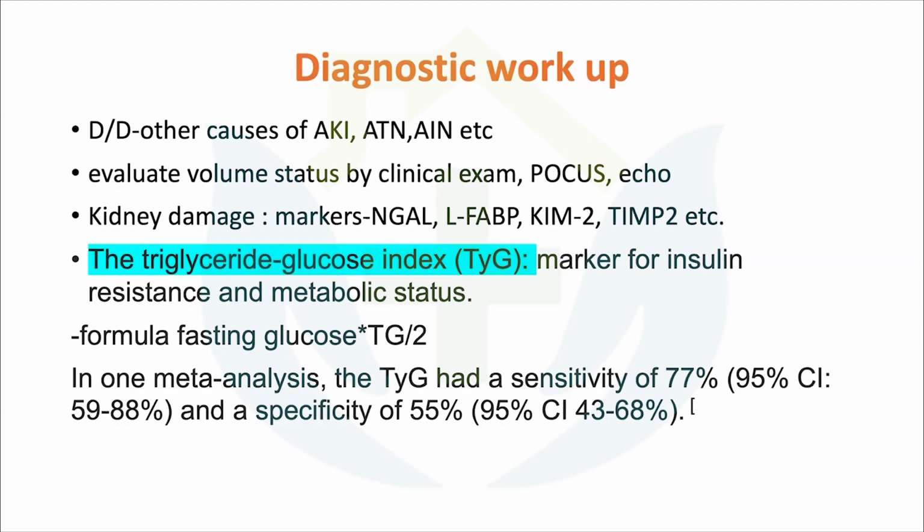What are the other diagnostic workup that we think of? So the diagnostic workup is the other causes of ATN or AKI we have to rule out. So differential diagnosis, like we have to send creatinine. If we are able to send, we can send the newer markers like the NGAL, the TIM2, the kidney injury molecule, the liver fatty acid binding protein, so on and so forth.